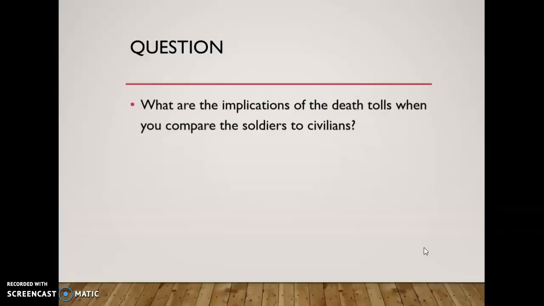So my question then is, what are the implications of the death tolls when you compare the soldiers to civilians? Well, it looks kind of obvious, doesn't it? You're better off actually being a soldier because you were twice as likely to survive. Twice as many civilians were killed as soldiers. The implication could be that if war comes to your territory, you're probably better off being a soldier.